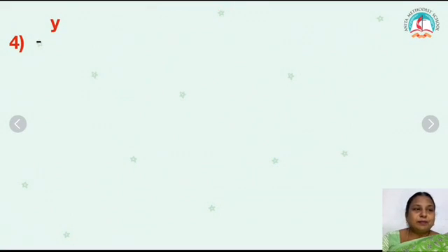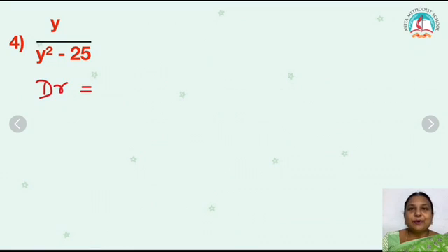Y divided by y squared minus 25. What is our denominator here, children? Yes, y squared minus 25. What you have to do? You have to equate it to 0. So y squared minus 25 equal to 0.